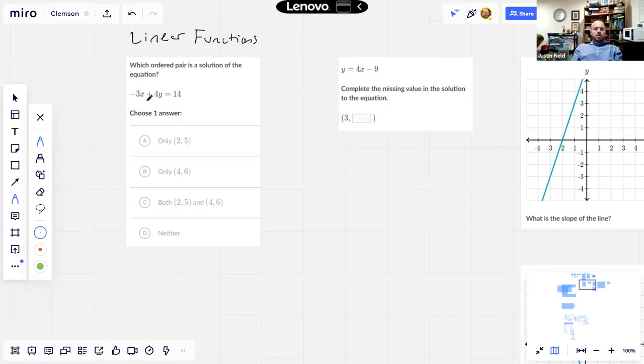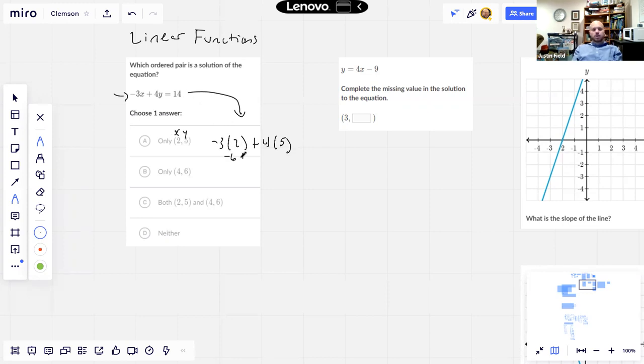So let's start out with some solutions. So here in this one right here, we have a linear equation with the x and the y, and we want to know which ordered pair is a solution. All we got to do that is we got to substitute. So that first number is x, second number is y. So we substitute -3 times 2 in for x. See, I'm looking right here. 4 times 5 going in for y. And then we want to see if it equals 14.